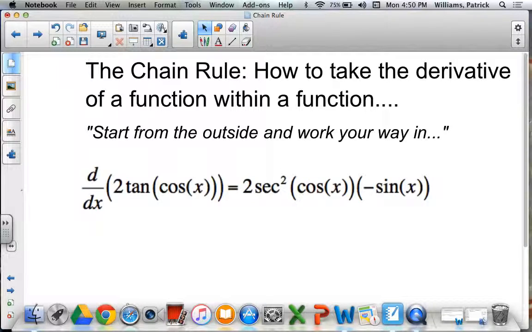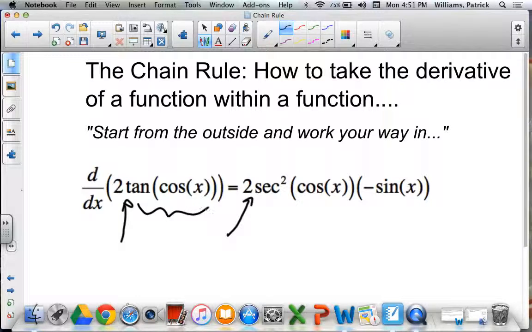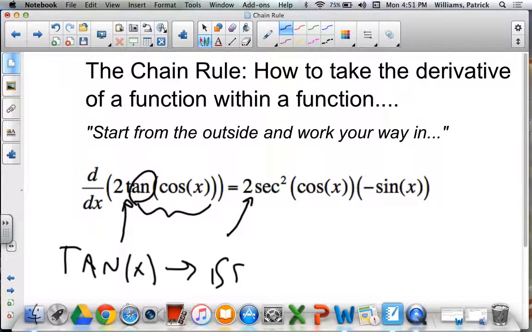Remember one of those rules that we discussed: when you multiply a function by a constant, really, you could consider this an outermost function, but you actually don't have to. Anytime you have a constant in the front, the constant just stays in the derivative. So nothing really happens to that, which is why that 2 just stays there. The outermost thing we do to this is we take the tangent of it, and the derivative of tangent is secant squared, which is why we have a secant squared here. And again, the inside is cosine x.